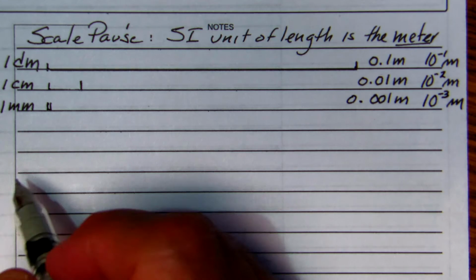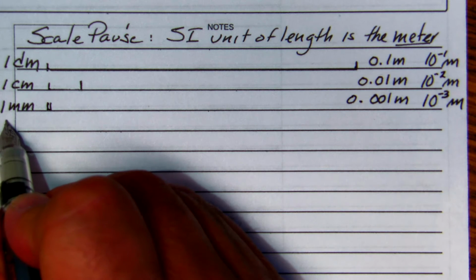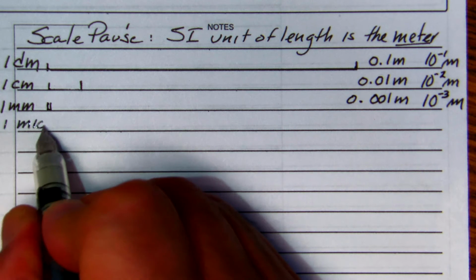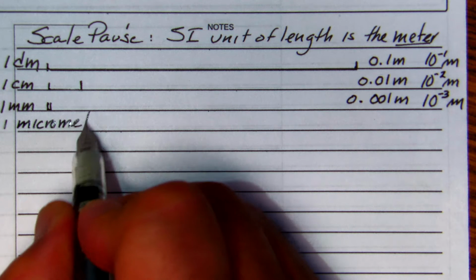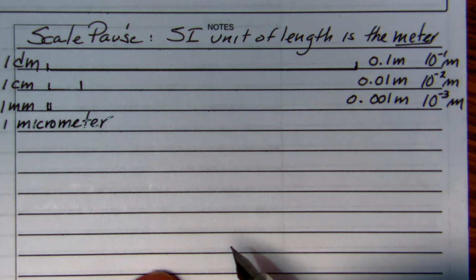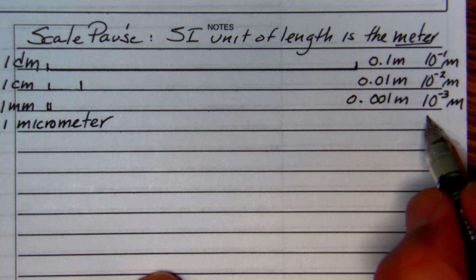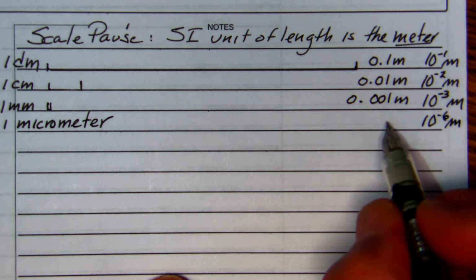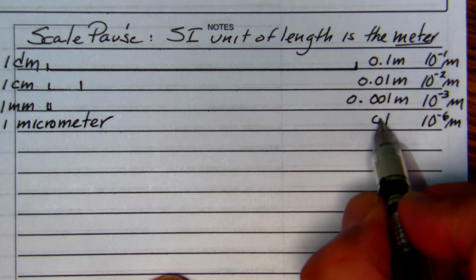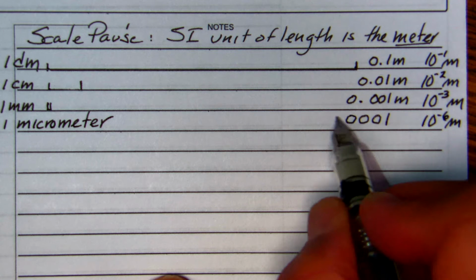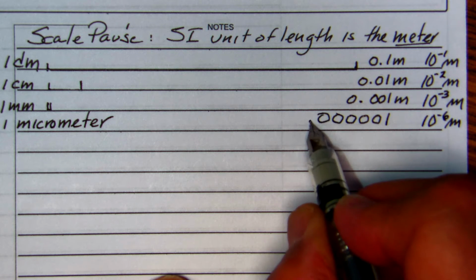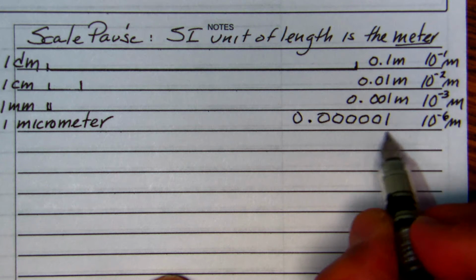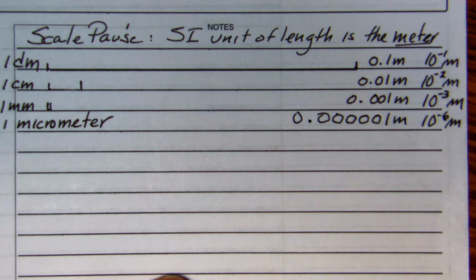So the next unit underneath that, if we scale by 3, is 1 micrometer, however you want to pronounce it, and this one would be 10 to the minus 6 meters. 10 to the minus 6 would be a 1 with 5 zeros in front of it, and a period, the decimal point. 1, 2, 3, 4, 5, 6, so that would be in decimal.